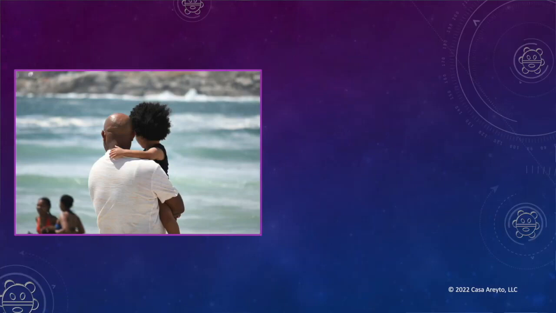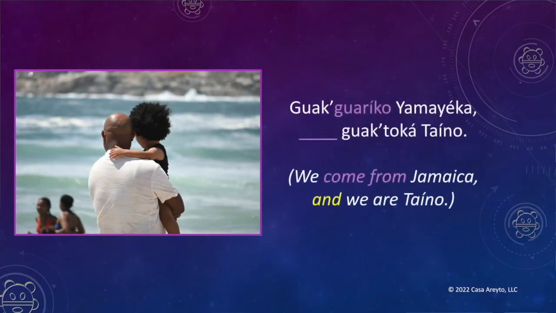Now let's take a look at this sentence. It's really big. So first, let's look for context clues. Do you see any mat or no or not? No. So which conjunction should we use? That's correct. Otta, and. Let's read the sentence aloud. Guac guarico yamayeka. Ota guactoca taíno. We come from Jamaica, and we are Taíno.